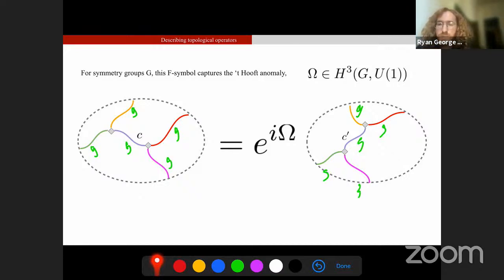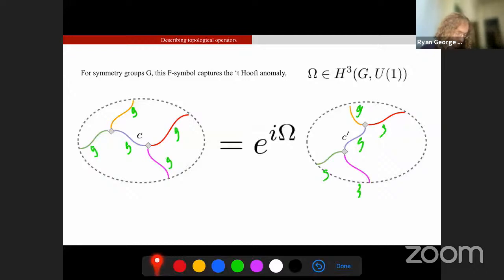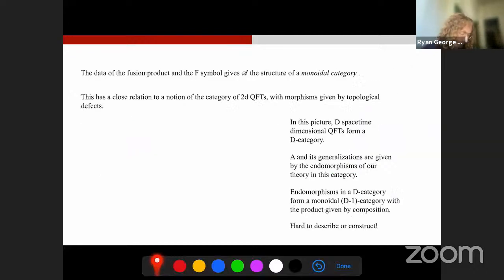And this is the 't Hooft anomaly. So the F symbol is the same kind of thing, but we're going to have a slightly different notion of anomaly when we get to it. Good. So this data that I just told you, the data of the category with its fusion product and this F symbol, gives A the structure of what's called a monoidal category.